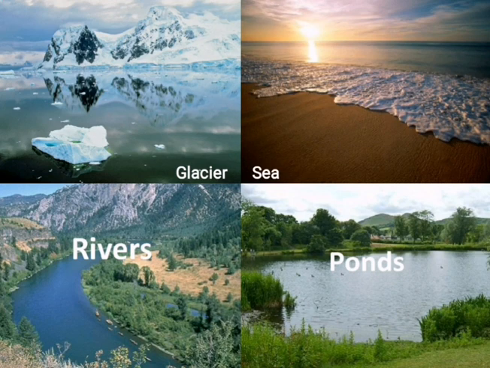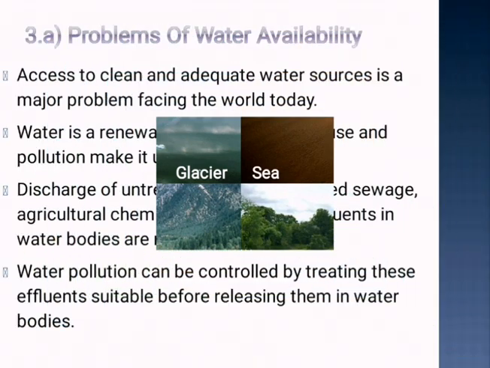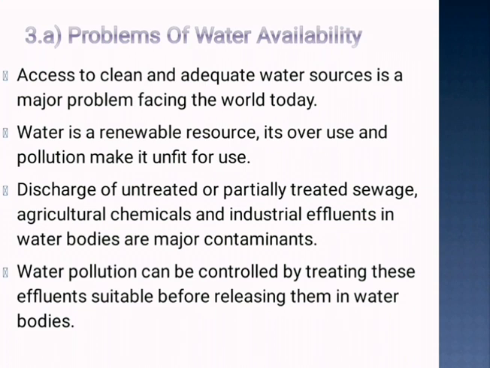These are the different examples of water resources on Earth's surface: the glaciers, sea, rivers, and pond. Next, we need to discuss the problems of water availability. Access to clean and adequate water resources is a major problem facing the world today.